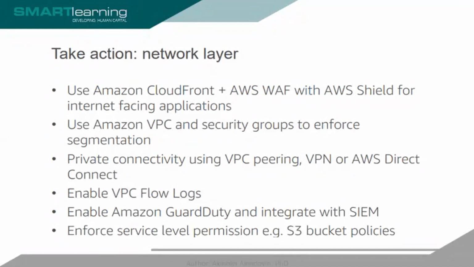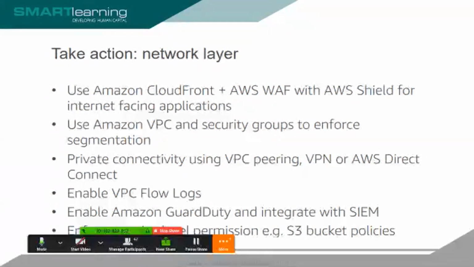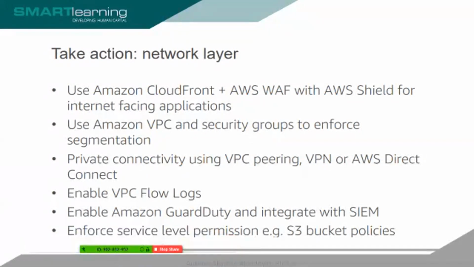Okay. So use VPC and security group to enforce segmentation. Very important. Private connectivity using VPC peering, VPN, or AWS Direct Connect. So if you want to connect your on-prem environment to your AWS environment, you have to use IPsec VPN. Okay, so you have to ensure that, or use a dedicated connection created by AWS called Direct Connect.